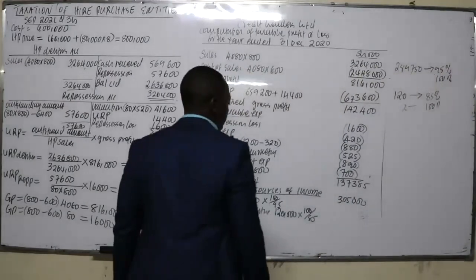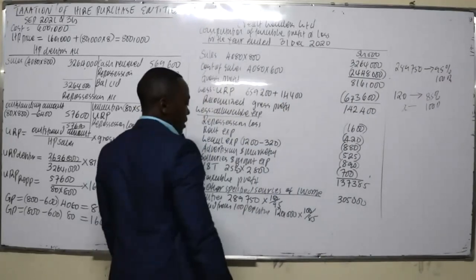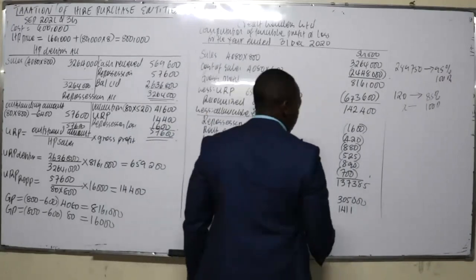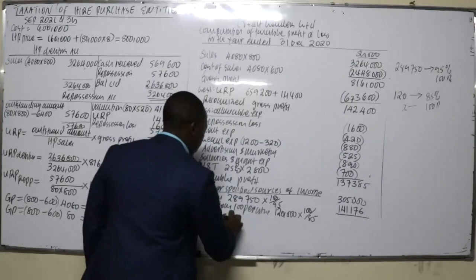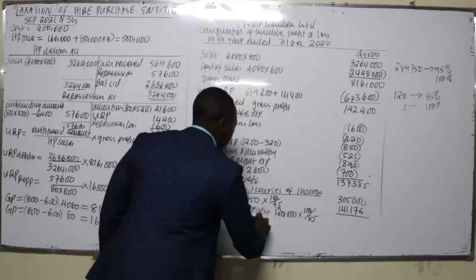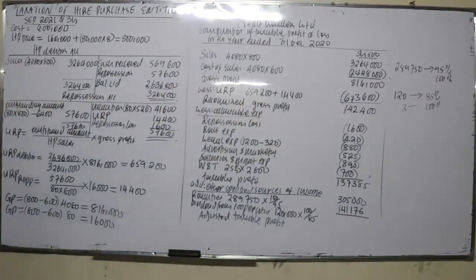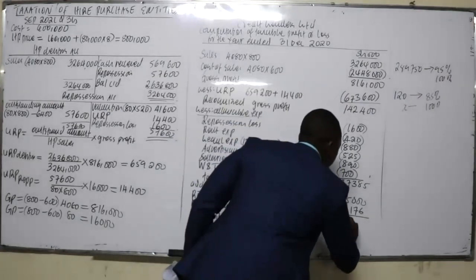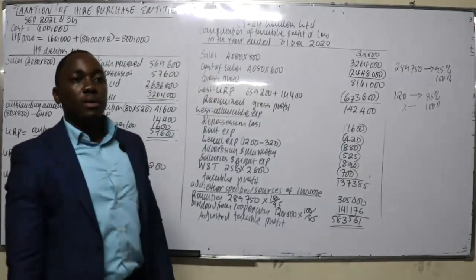So how much was that? 120 divided by 0.85? 141. 176. So now give me the adjusted taxable profit. 583,561. If you had to get tax payable, how much would be the tax payable?